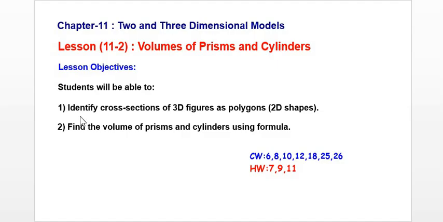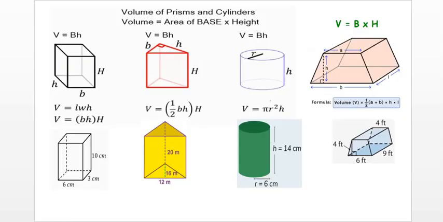So our main objective is to identify the cross-section of 3D figures as a polygon, or you can say as a 2D shape, and find the volume of the prisms and cylinders using the formula. So let's quickly discuss the main formula for finding the volume of the cylinders or the prisms. This is the main formula.